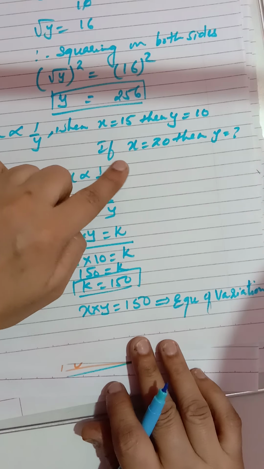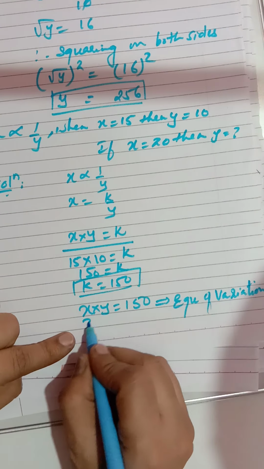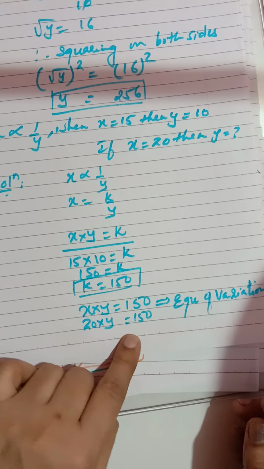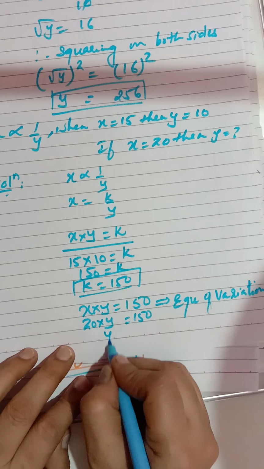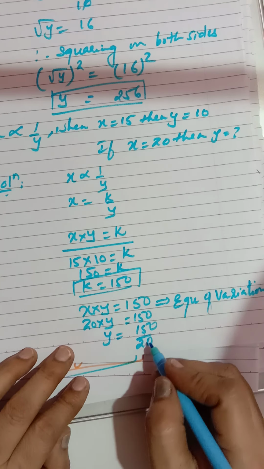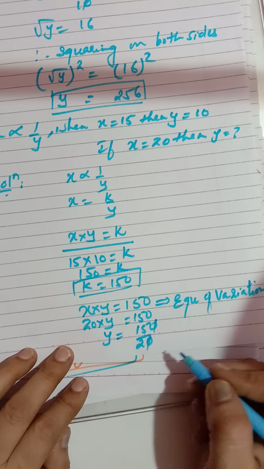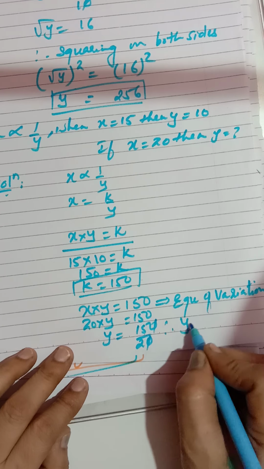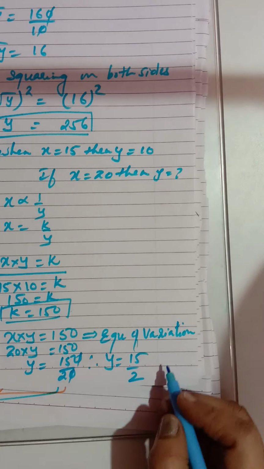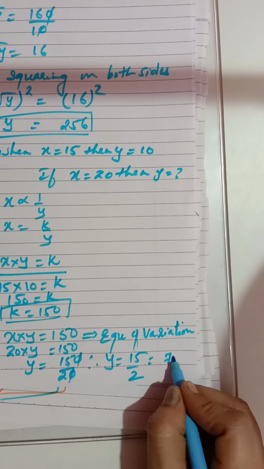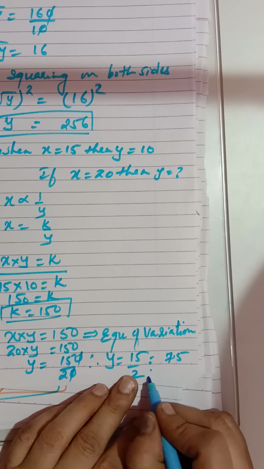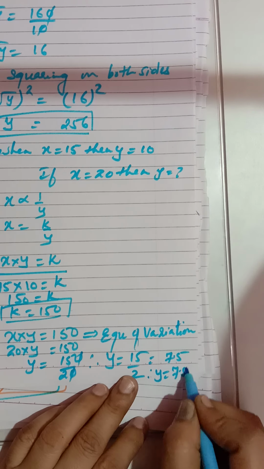Now what is given? X is 20, so it will be 20 into y is equal to 150. Y is equal to 150 upon 20. Okay children, so this 0 goes, therefore we are getting y is equal to 15 upon 2, that is equal to 7.5. Therefore y is equal to 7.5.